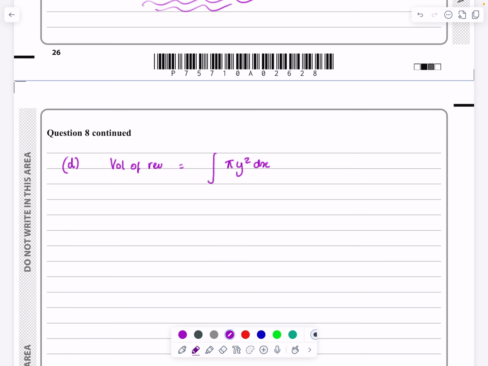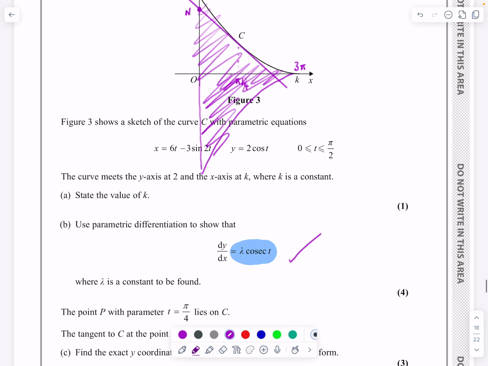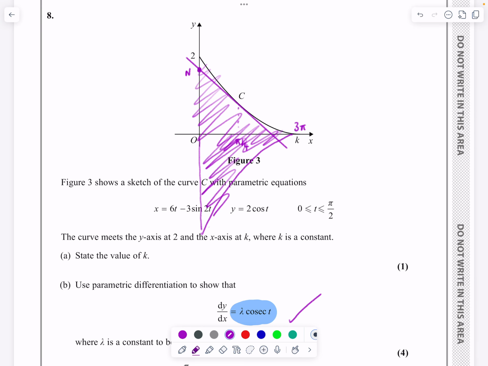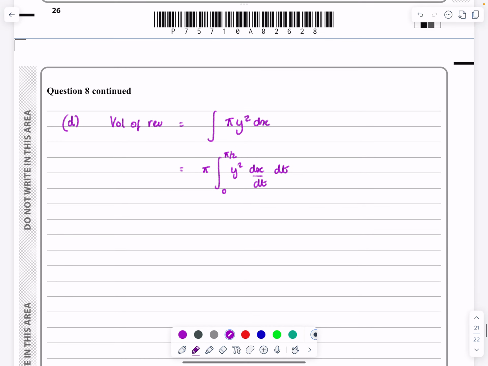But obviously we've got it in terms of parametrics. I'll take the pi out now, it's going to be y squared, but dx is dx by dt here, and my limits are going to be 0 to pi over 2. Let's just go back and look. Remember, we had t between 0 and pi over 2. That value there of 3 pi on the x's is going to be pi over 2 on the y's. So we've got that situation.